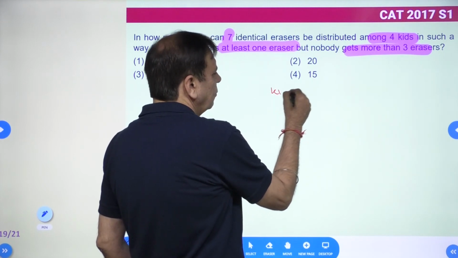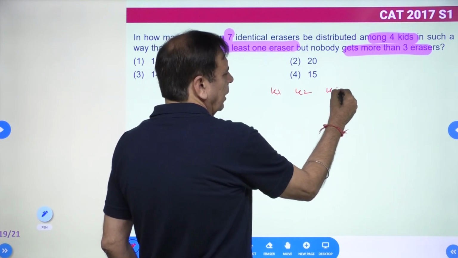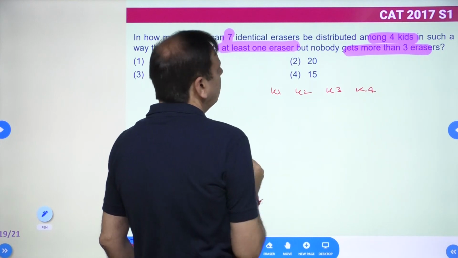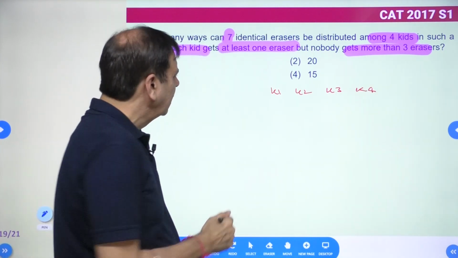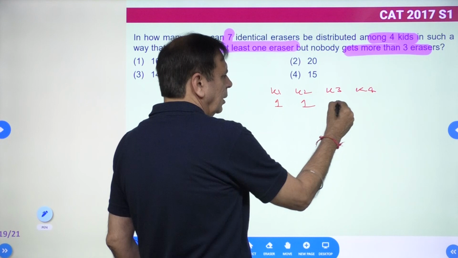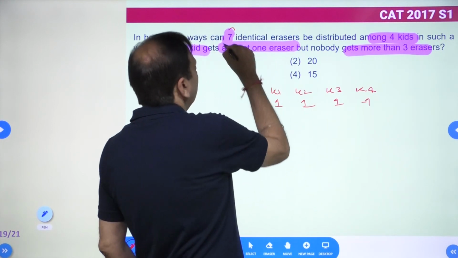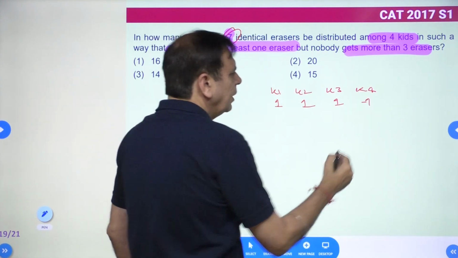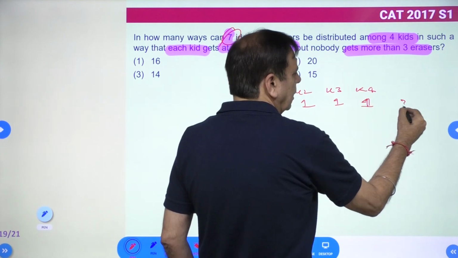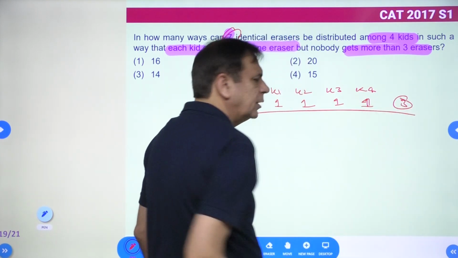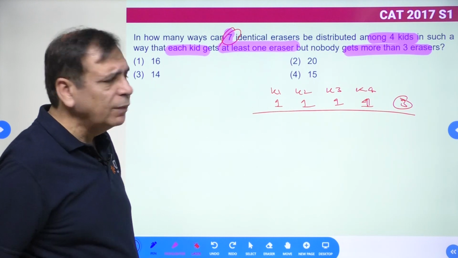So we have 4 children, 1, 2, 3 and 4. Each of them has to get at least 1 eraser. Let's distribute one to everyone, 1, 1, 1, 1. Out of 7 erasers, we have distributed 4. We are left with 3 erasers. Now in how many ways can we give these 3? That is what we need to find out.